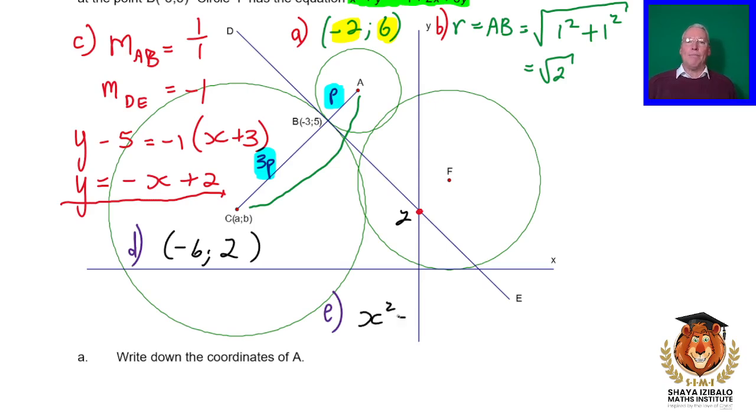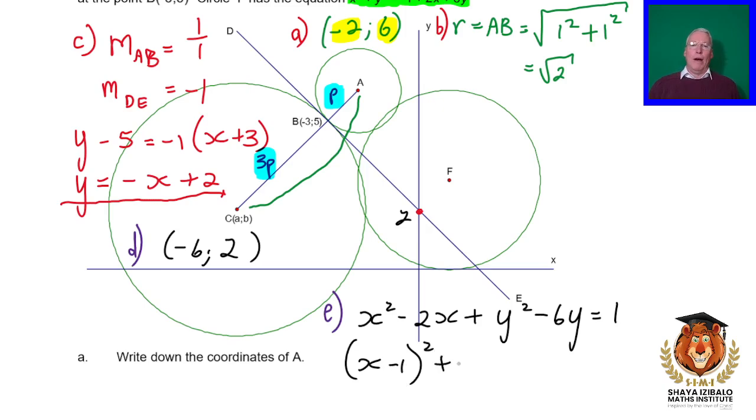So it's actually going to be x squared minus 2x plus y squared minus 6y equals 1. Okay, now we're going to get x minus 1 all squared and y minus 3 all squared. And this is going to be 1. We've added in 1 squared, so we must add in 1 squared here, and negative 3 squared. So we've added in a total of 10 here, so we must add in 10 here.